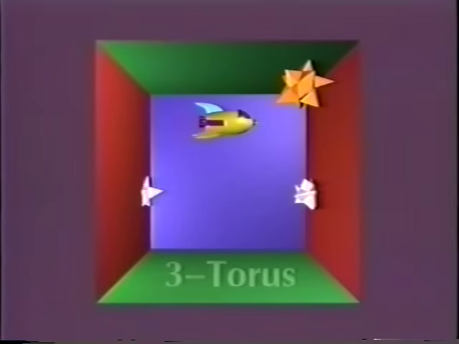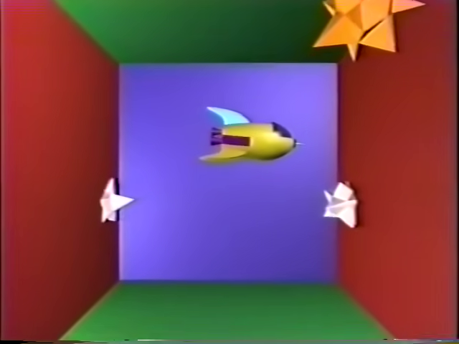We glue the top and bottom. And finally glue the back to the front. Now the space has no boundary and the ship can travel in any direction. This space is called a three torus. Let's ride the spaceship inside the three torus.